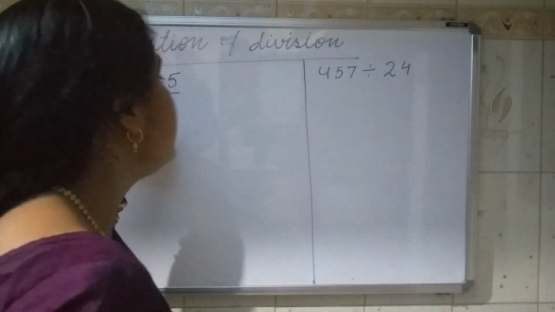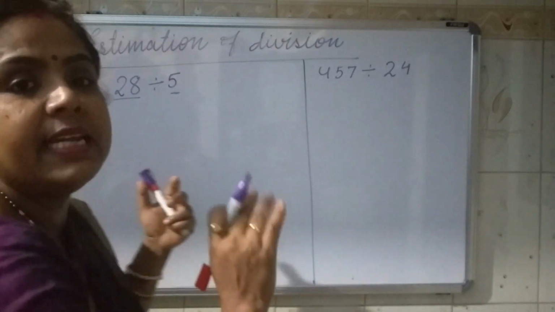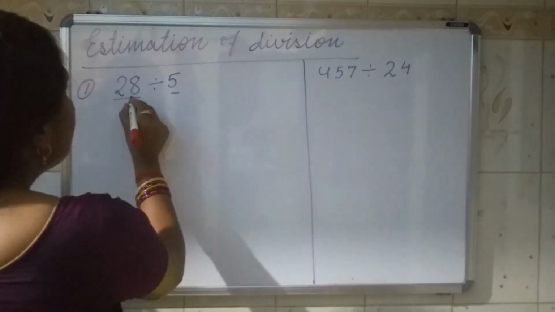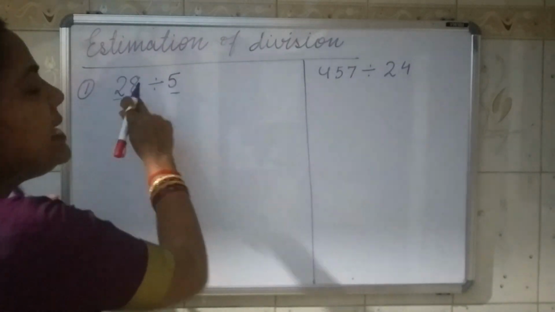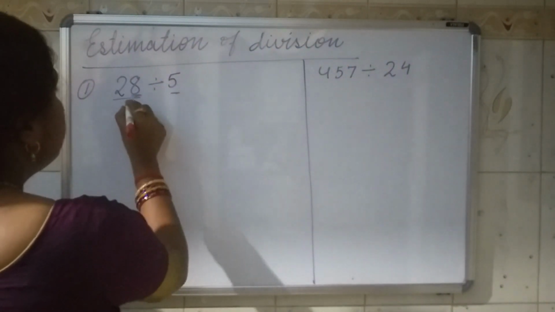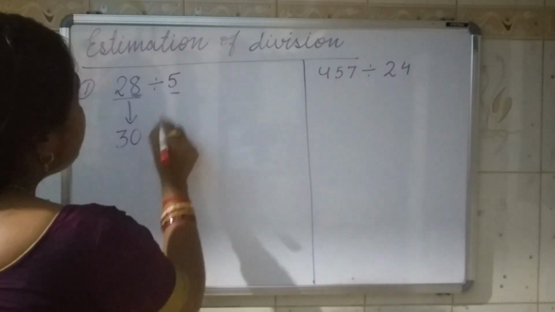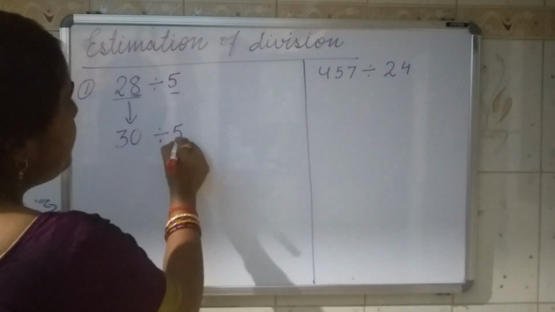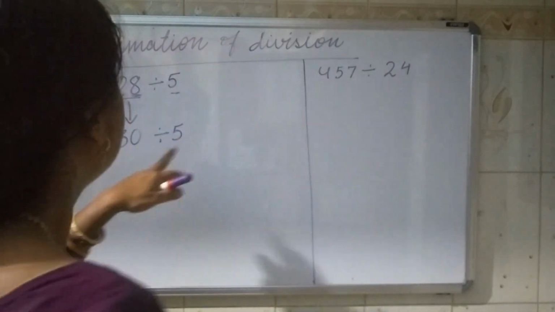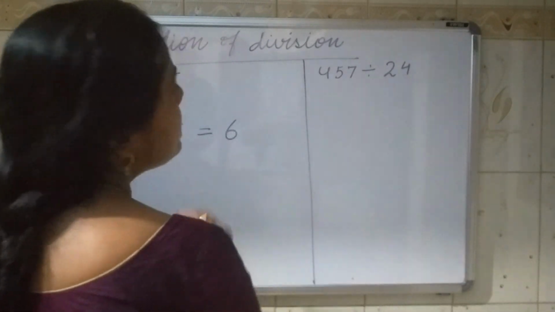So in this case, when we are going to round off this number, 28 to the nearest tens, we will look at the ones place, and 8 is more than 5. So it will go to 30. This will remain the same. We will not change this number because it is having only 1 digit. So 30 divided by 5, answer is 6.